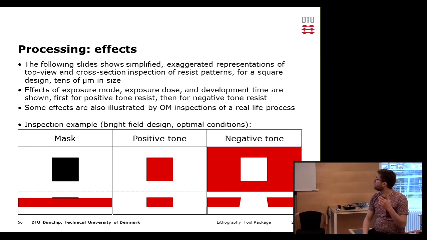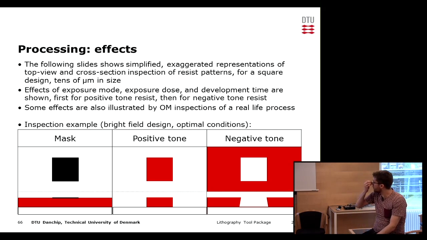And I'm going to look at the effects of what kind of exposure mode we use, so proximity or contact. Also look at the exposure dose, so overexposure, underexposure, and the development time, underdevelopment, overdevelopment. And we're going to start with the positive tone resist, and then we're going to repeat everything for the negative tone resist to see a little bit about the differences between the two. And then there are some real-life images again.